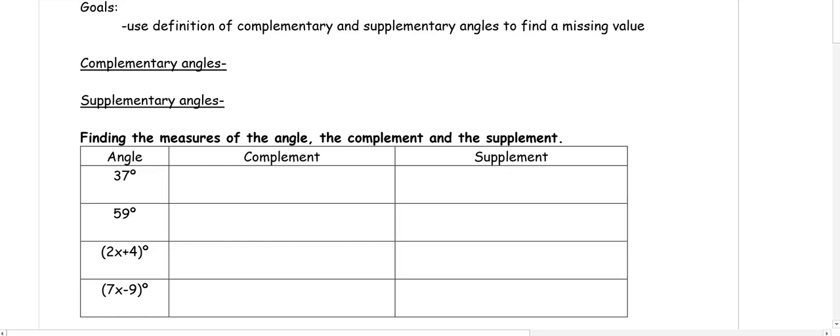This video is about complementary and supplementary angles to find a missing value. So remember, complementary angles are two angles whose measure is 90 degrees. Supplementary angles are two angles whose measure is 180 degrees.